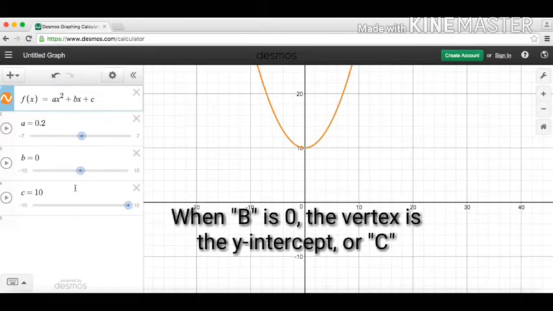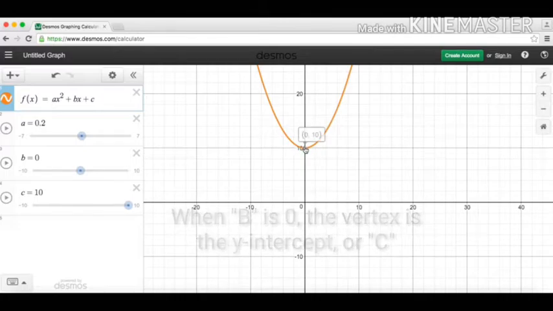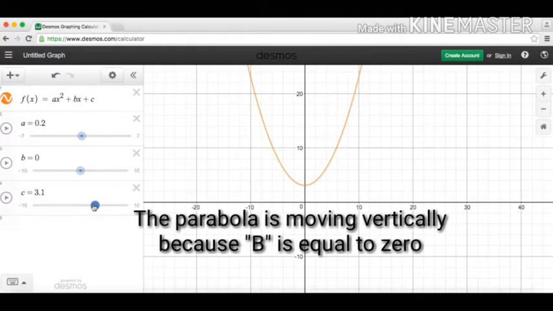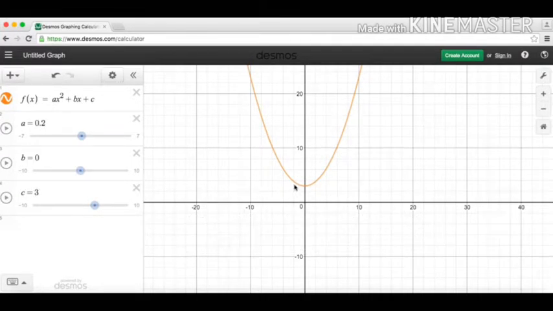When b is 0, the vertex is the y-intercept, or c. The parabola is moving vertically because b is equal to 0.